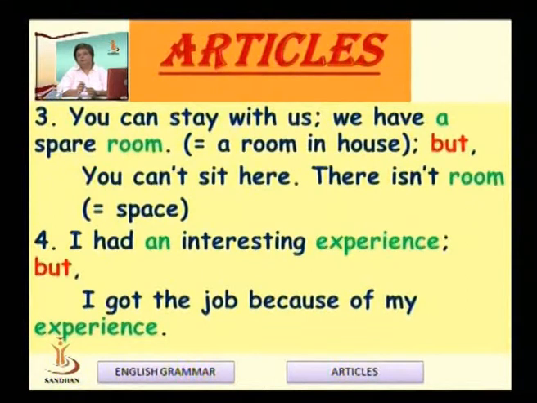Let's come to example number 4. I had an interesting experience. We are talking about one experience here, a very specific experience. I had an interesting experience. But I got the job because of my experience. Here, experience in the second sentence conveys what we call anubhav. It is because of a long time experience of having done something. So, once again, in the fourth example, first sentence, the noun is countable, second sentence, it is uncountable. So, where there is a countable noun, we use the article. Where there is an uncountable noun, we do not use the article.